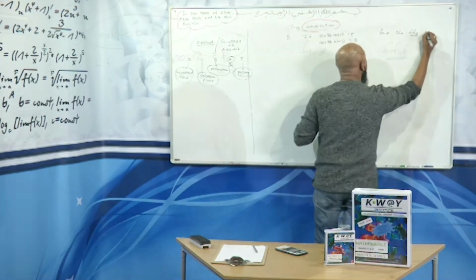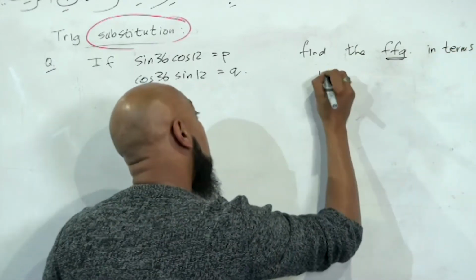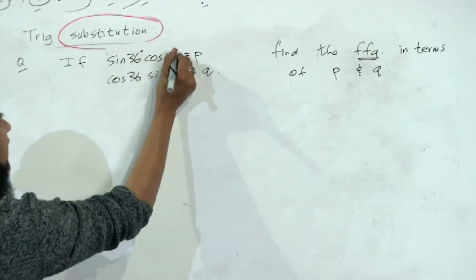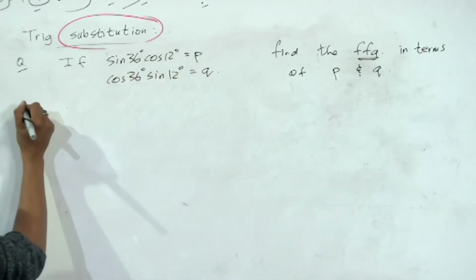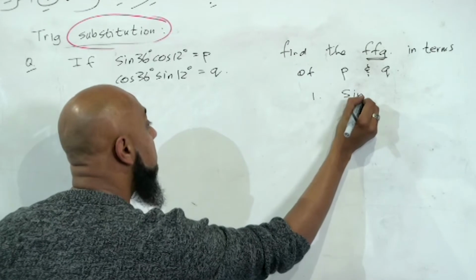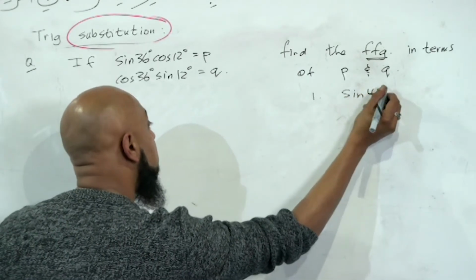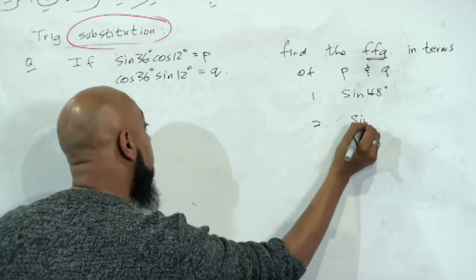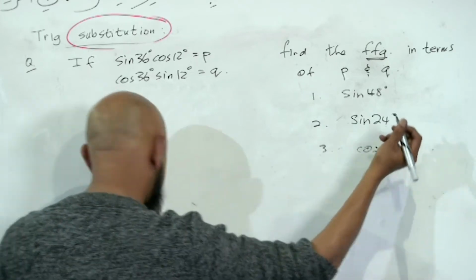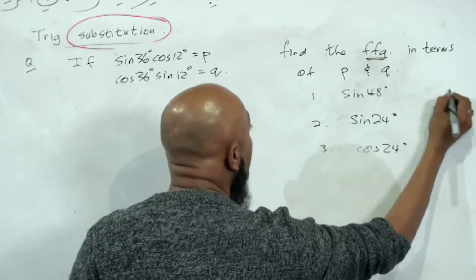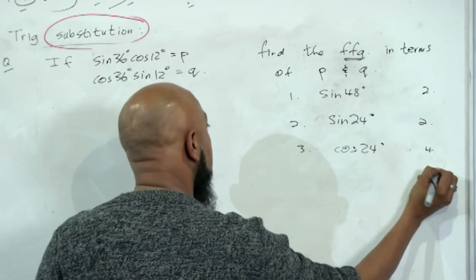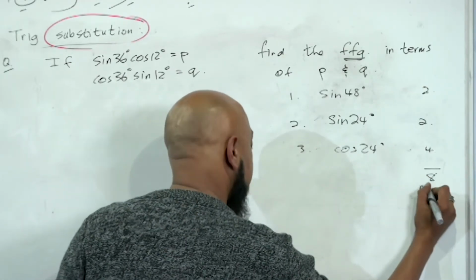Find the following in terms of P and Q. So sine 36 cos 12 equals P, cos 36 sine 12 equals Q. Find the following in terms of P and Q. Number one, sine 48. Number two, sine 24. Number three, cos 24, in terms of P and Q. Sine 48 is 2 marks, sine 24 is 2 marks, cos 24 is 4 marks, total 8 marks.